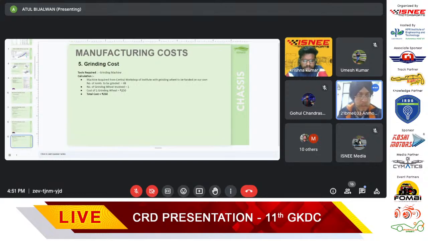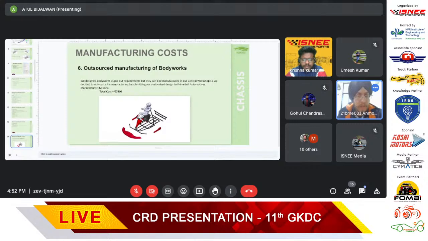Moving forward, now coming to the grinding cost, we require a grinding machine, which would be acquired from our central workshop, and the grinding wheel would be funded by ourselves. Number of joints that need to be ground is 48. Number of grinding wheels would be 1, and the cost of the grinding wheel is nearly 250, which adds up to the total cost of 250. Moving forward, due to unavailability of bodyworks at our location, we outsource the bodyworks from Primebul Automotives manufacturer in Mumbai, and its cost is nearly 7,500.